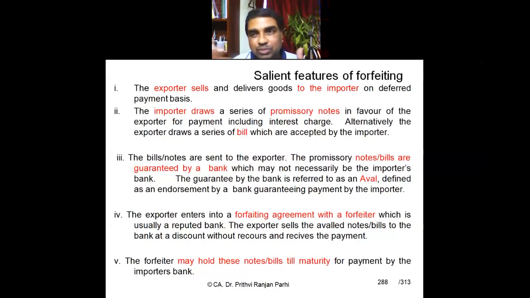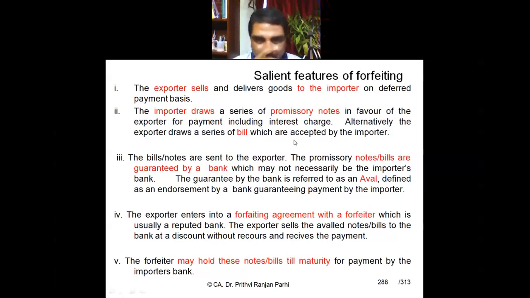Most of the time, this forfeiting service happens in international transactions, in case of export and import. The exporter sells and delivers goods to the importer on a deferred payment basis. Payment will be received subsequently. Then the importer draws a promissory note or a bill. You might have some idea from when you studied the bills of exchange chapter. The importer draws a promissory note or bill because the importer has to pay money to the exporter, is it not? Then the bill, what happens?